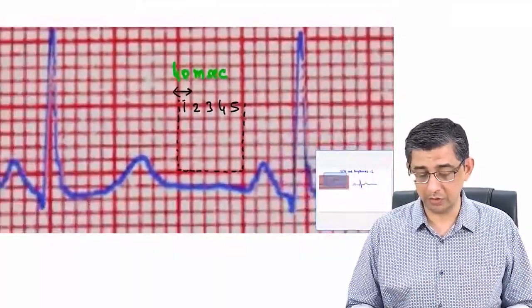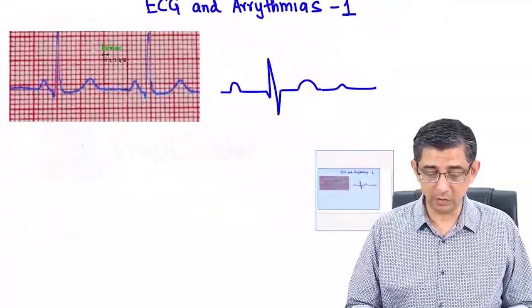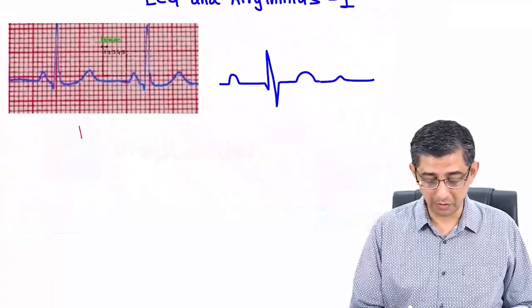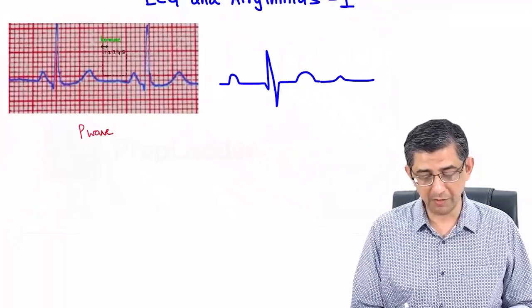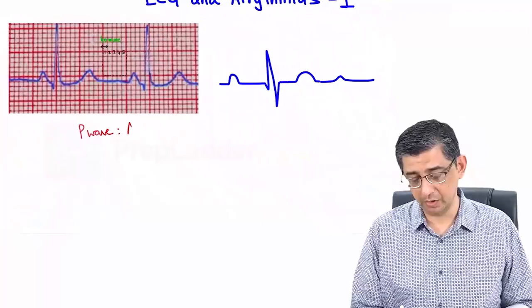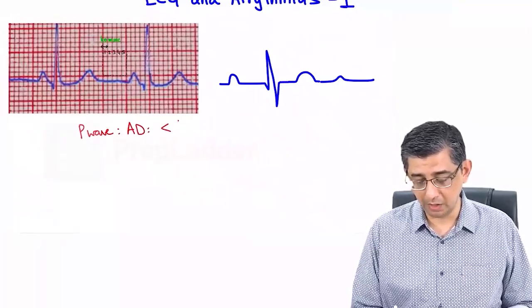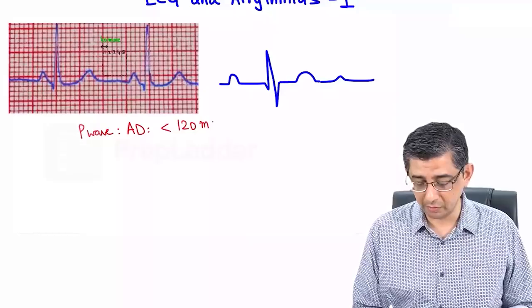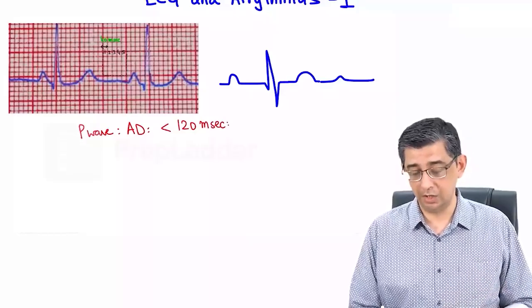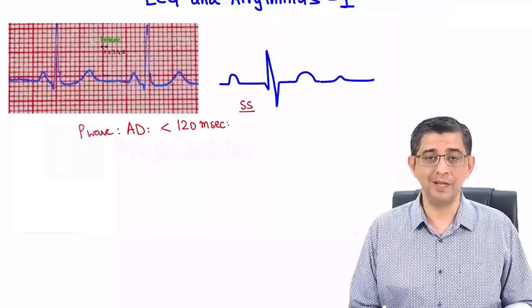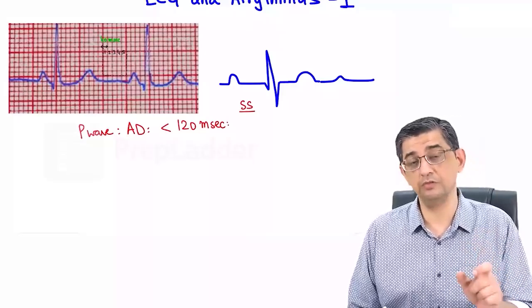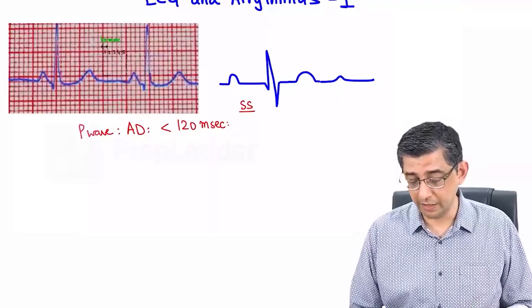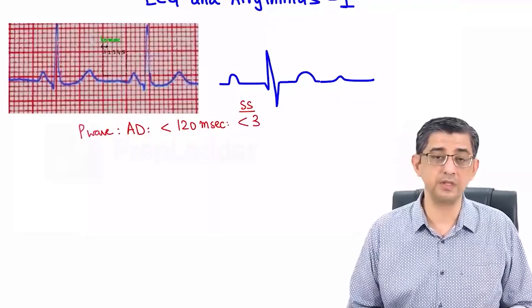Once we are clear about the duration of one small square, we next need to remember the normal duration of the P wave in the ECG. You are very well familiar from physiology. It indicates atrial depolarization. The duration is going to be under 120 milliseconds. Now the advantage for you guys is that when you are serially evaluating the ECG and checking out each of the waves per se, the P wave should be ideally fitting within 3 small squares.